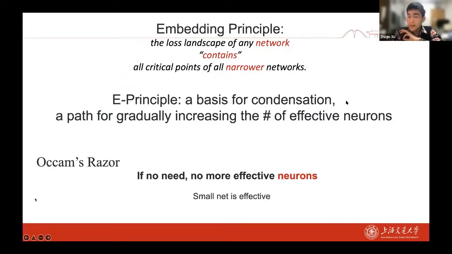In case there are no finite critical points, can we still use narrow neural networks? In case there are no finite critical points, what's the meaning of no finite critical points? There could be, actually I don't understand what the meaning of finite critical points is. Maybe you can say more about this.